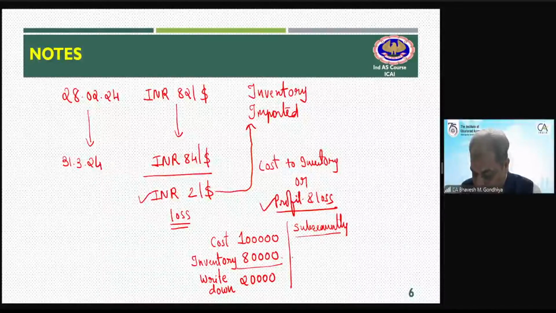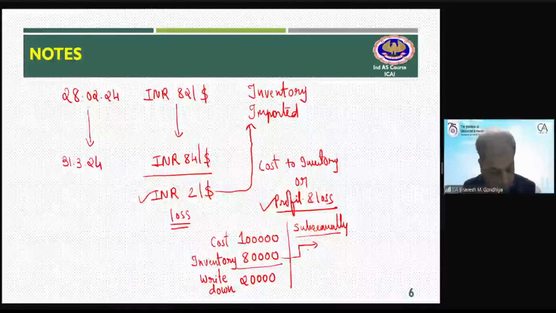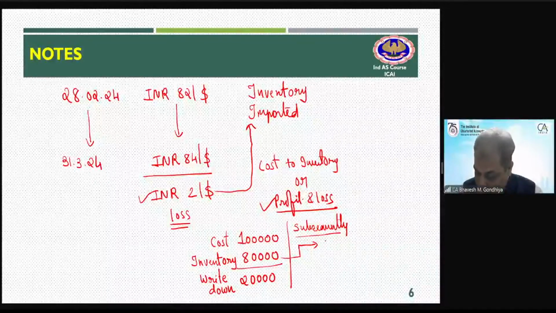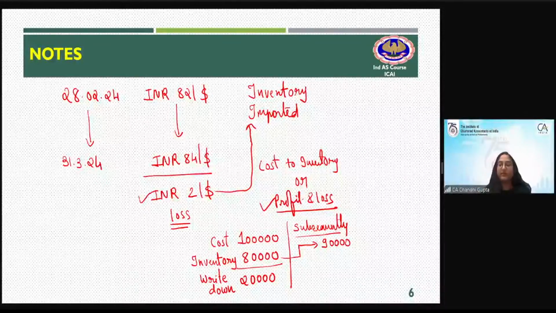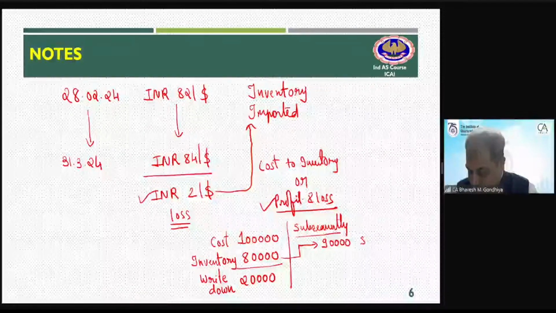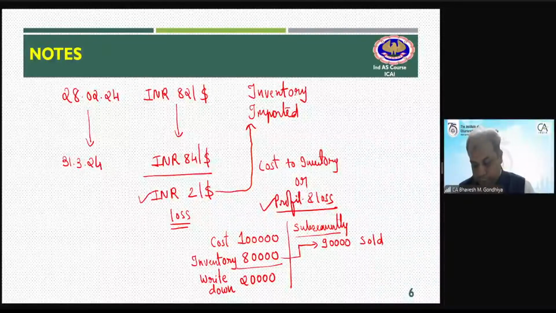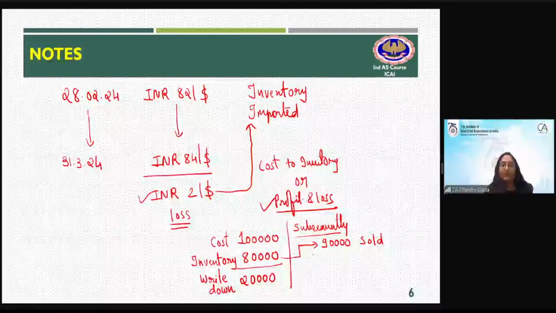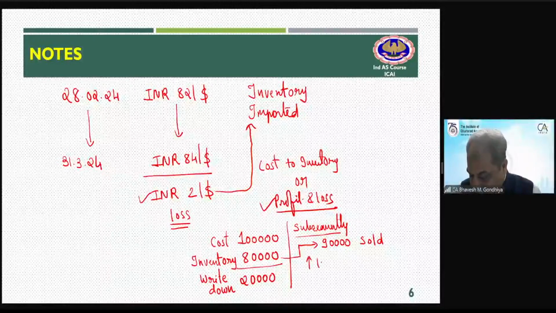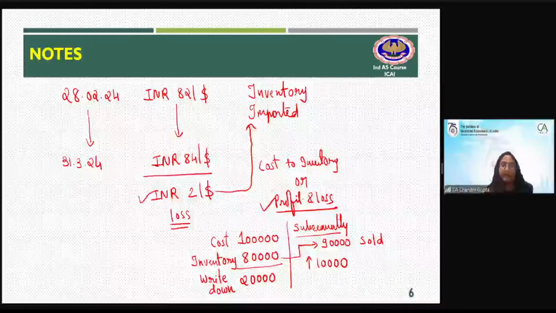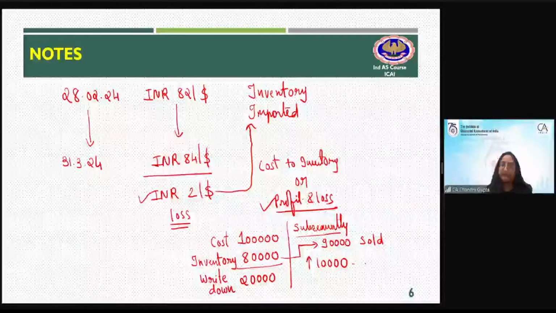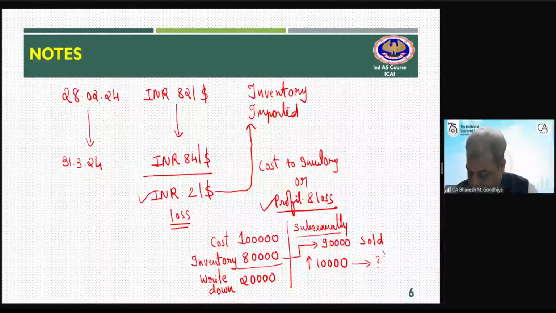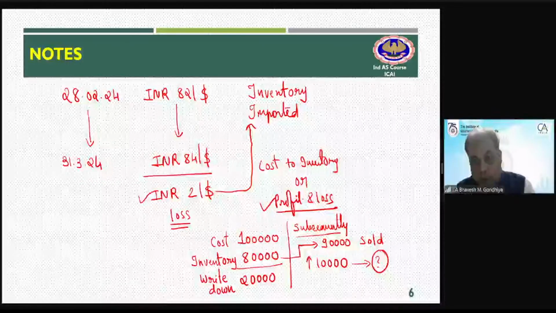But subsequently, the value has increased from 80,000 to 90,000. They sold the inventory for 90,000. So the question before us is that now there is an increase of 10,000 from the earlier value, and where this 10,000 should be recorded. So in what format will this 10,000 be recorded?